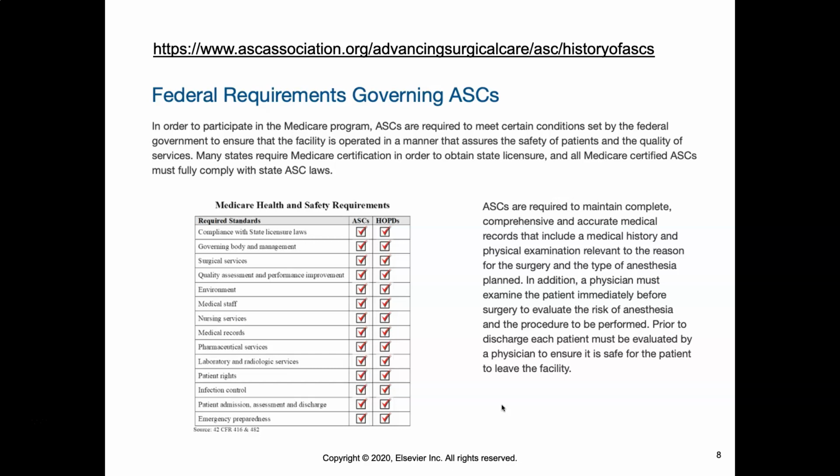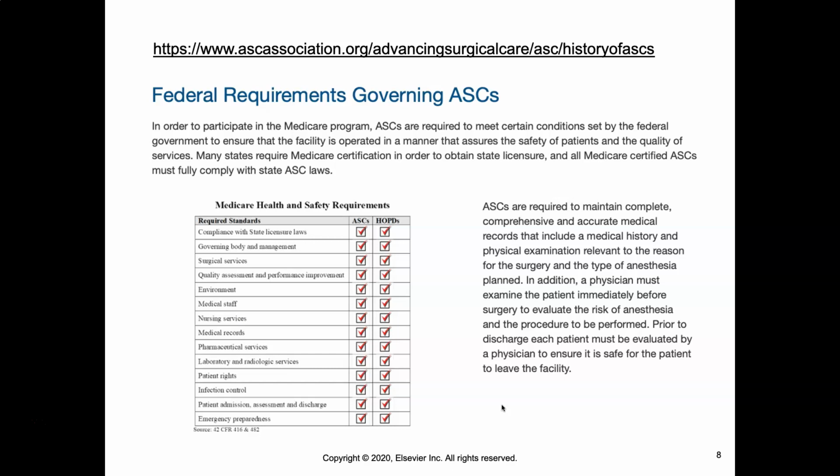Infection control is the same at both, the requirements of what has to be monitored and how the rooms have to be set up. The surgical area has to be monitored in terms of humidity and temperature and negative air pressure, those types of things to reduce infection. They have to have patient admission, assessment, and discharge processes, forms, documents, all of that has to be involved. And they also have to go through emergency preparedness, make sure that they've got all of that in place to manage any emergencies that happen.